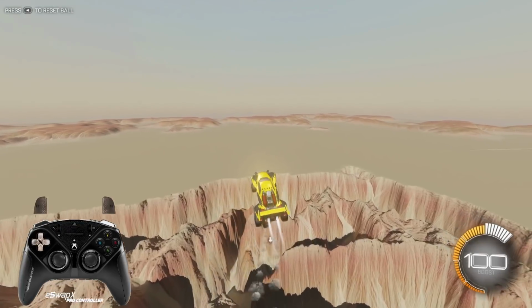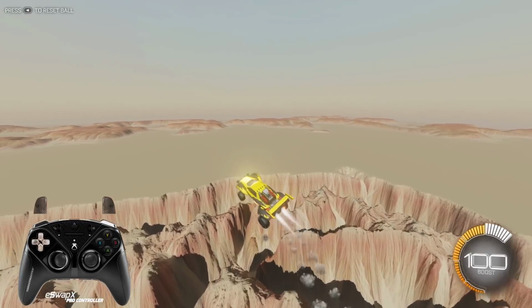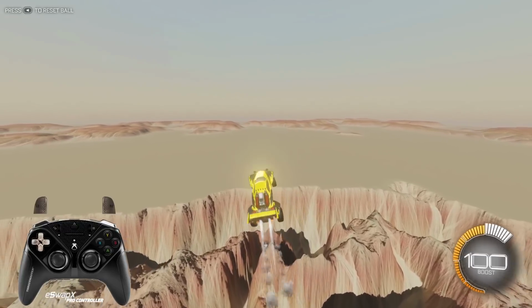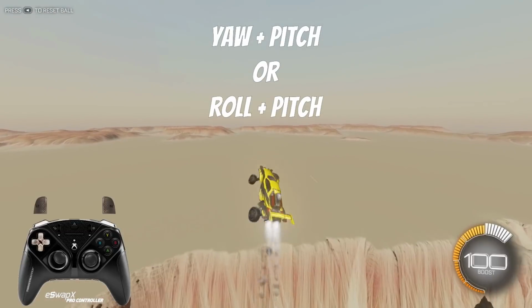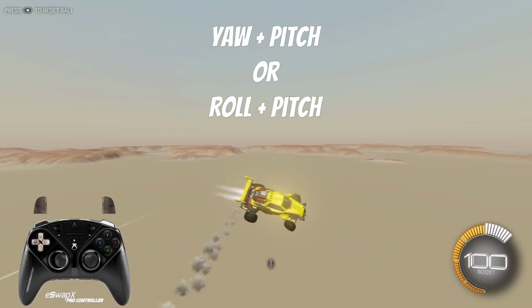If you're holding your air roll key, you can only roll left or roll right. If you aren't, you can only yaw left or yaw right. This means your movement is always limited to only 2 dimensions at a time in the air: yaw plus pitch or roll plus pitch, but never yaw plus roll plus pitch at the same time.